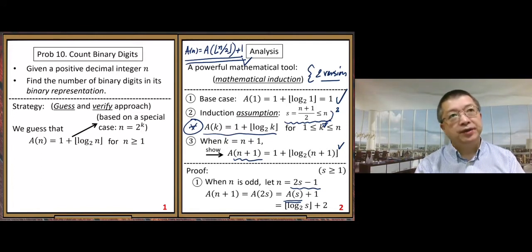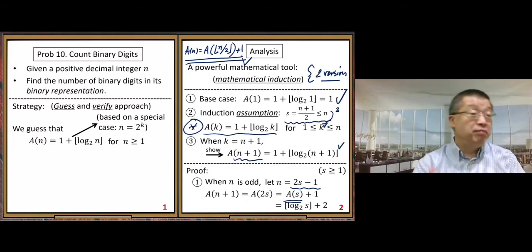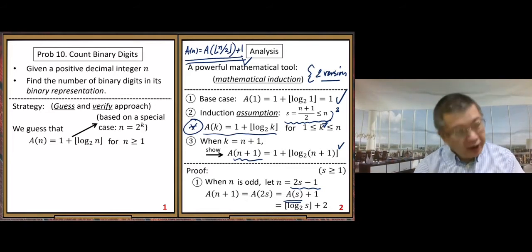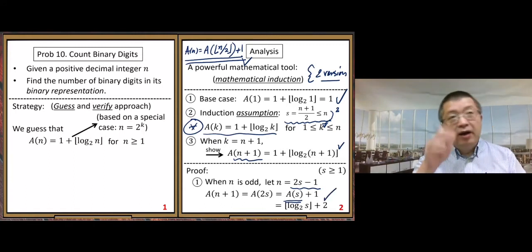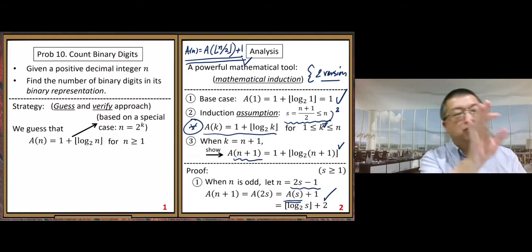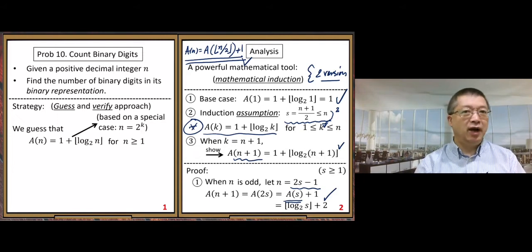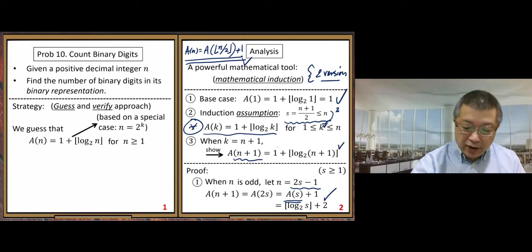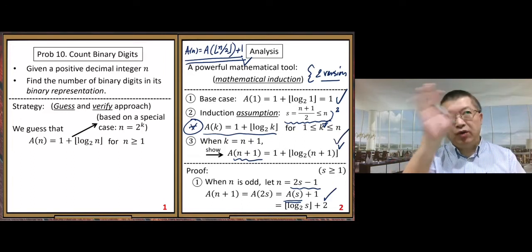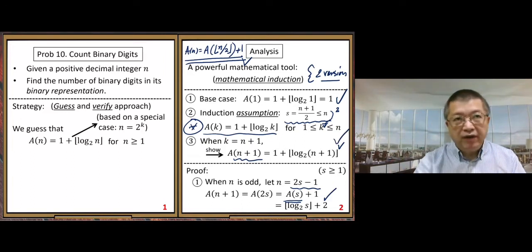Very easy to see it. You can do some simple calculation if you like, but we can easily check it. So that's the reason we can use that induction assumption. All right, so that's the right-hand side of this equation. Now we try to verify it.